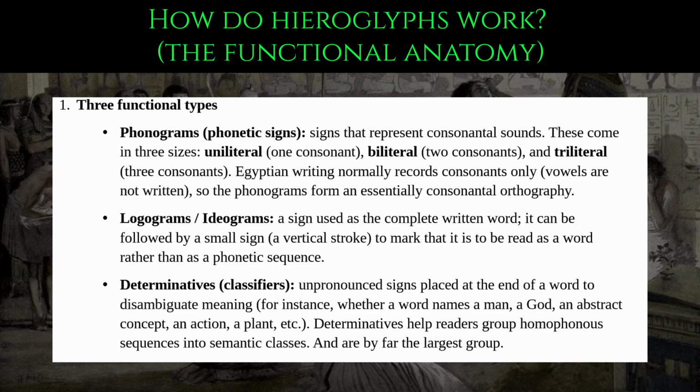Then determinatives or classifiers. Those are unpronounced signs placed at the end of a word to disambiguate meaning. For instance, when a word names a man, a god, an abstract concept, an action, a plant, and so on. Determinatives help readers group homophonous sequences. Again, those are those sequences with the identical sound into semantic classes. And they are by far the largest group.